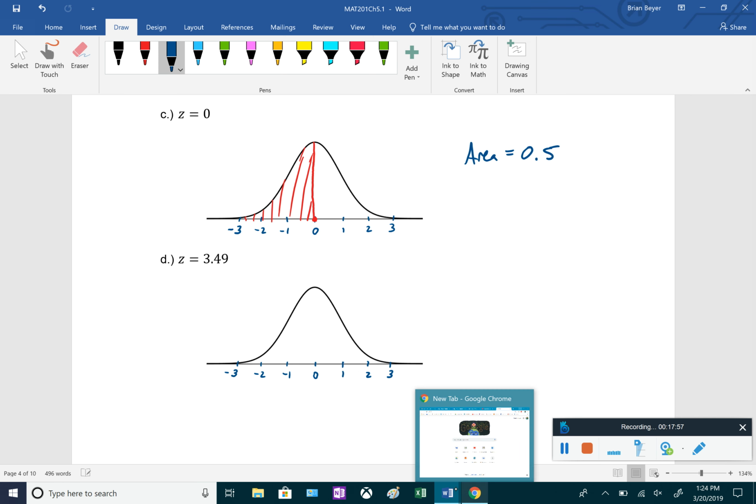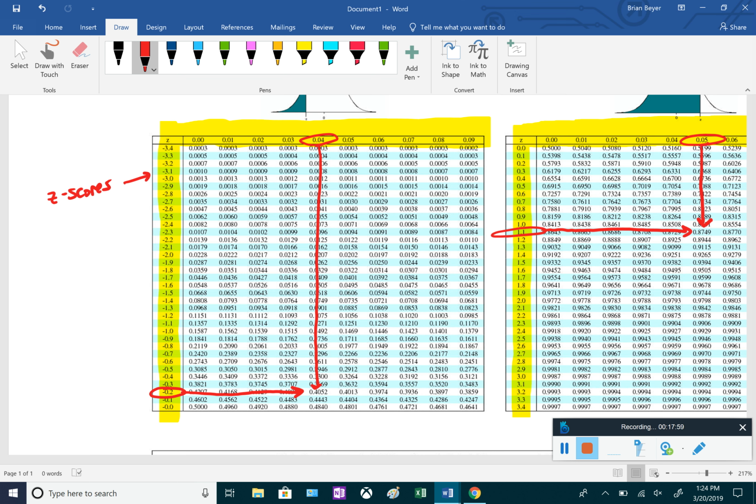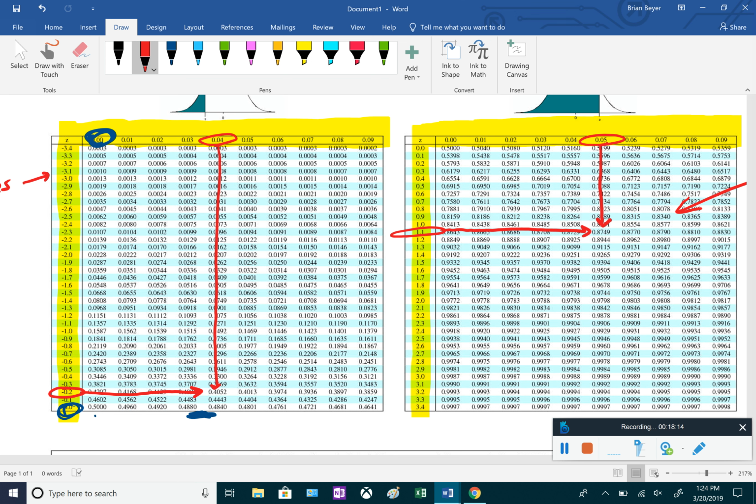If we looked it up on the table, it's actually on both sides here. It's right here. We have negative 0, which gives us 0.5 right here. And then it's also on the right. We have the 0.00, which gives us an area of 0.5.